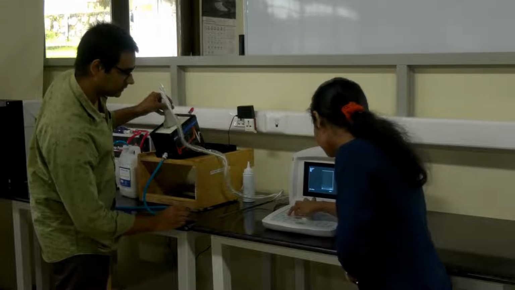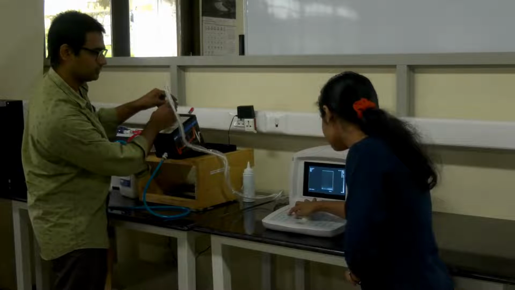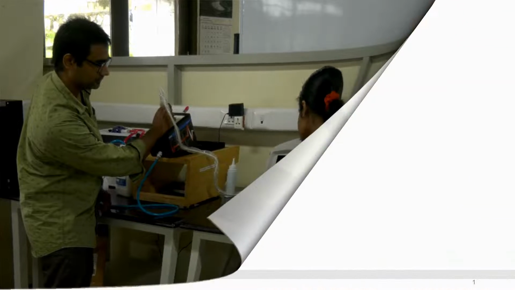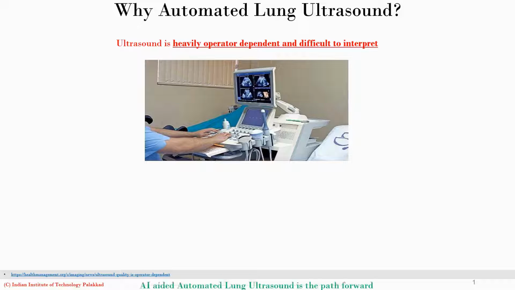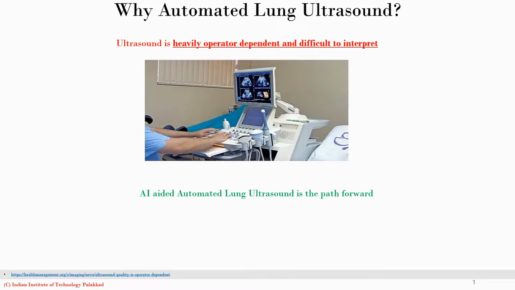And not only that, once the images or videos are formed out of the machine, interpreting these videos and images also requires a certain amount of skill. And that's where the artificial intelligence techniques evolved over the past few years can aid us, with real-time feedback as well as real-time assistance in taking an ultrasound image as well as interpreting the ultrasound frames which are coming out of the machine.